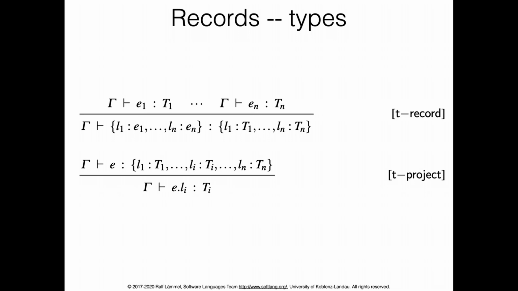And here are the typing rules for records. Once we have a record expression where all the components Ei have appropriate types Ti, then this record expression is of a record type. That's really obvious. Or here, if we have an expression E of a record type and a selector that also shows up in this record type, then we go on with the appropriate component type. Nothing surprising really at all.